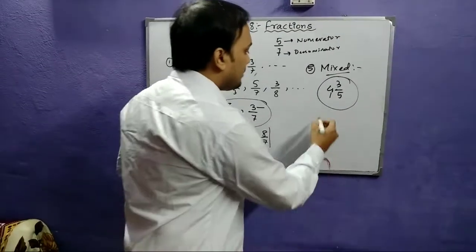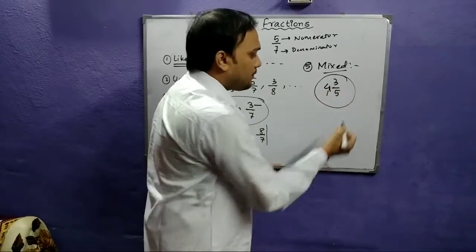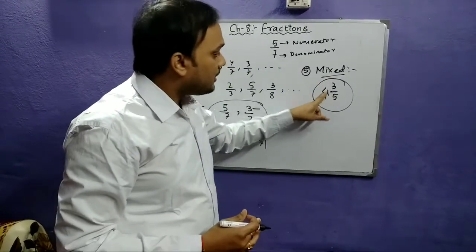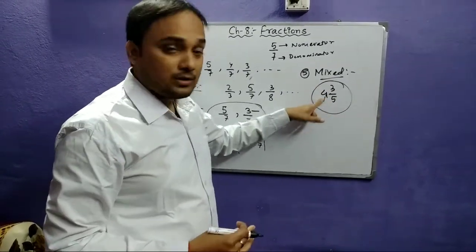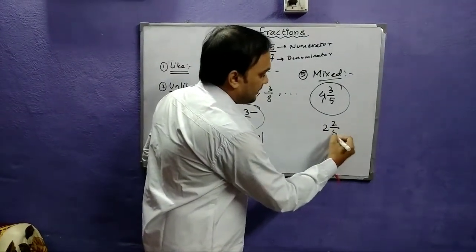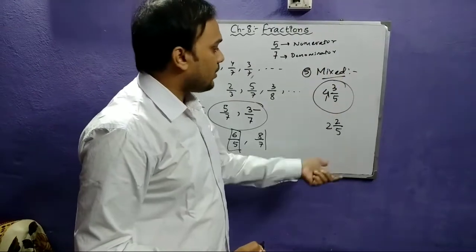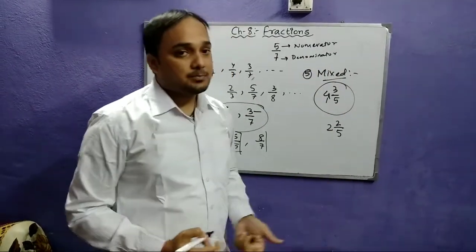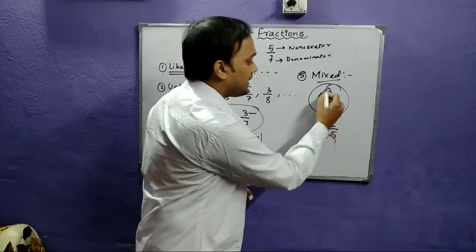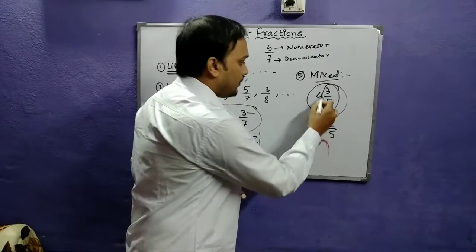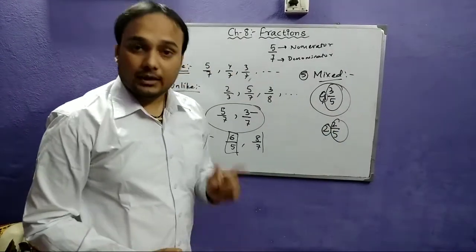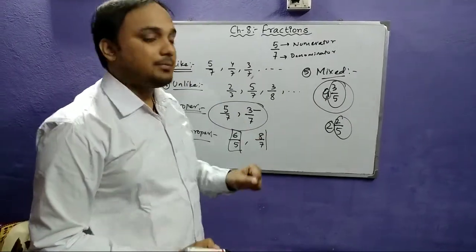It will be 4 whole 3 by 5. The pronunciation is 4 whole 3 by 5. More examples can be written as 2 whole 2 by 5. There are many examples. These are all mixed fractions which can be expressed with the help of a whole number as well as a proper fraction. You can see here that 3 by 5 is a proper fraction, 4 is a whole number, similarly 2 is a whole number and 2 by 5 is again a proper fraction. Remember, it should not be improper, it will be a proper fraction.